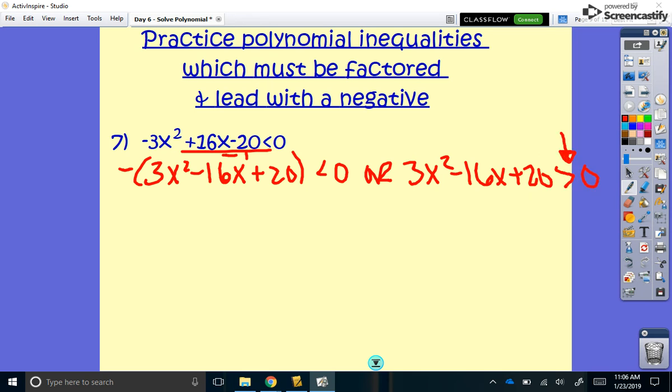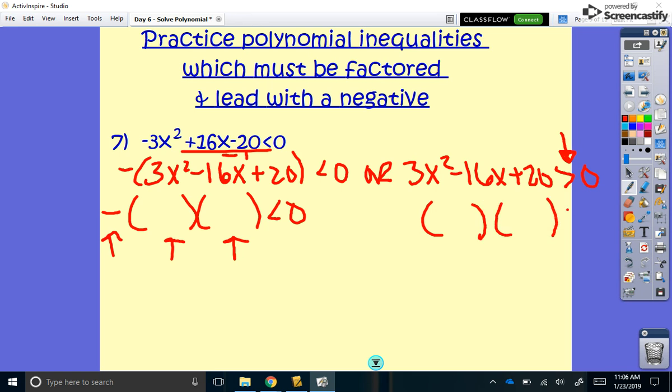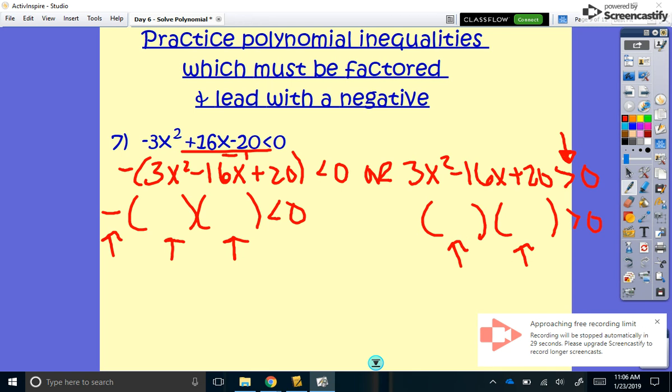So 2 things to remember. If I take out this negative in my sign chart, I'm going to have 3 signs. 1 here, 1 here, and 1 here. If I divide it out, I'm only going to have 2 signs. 1 here and 1 here. But make sure that your sign chart is correct. And then here, flip the sign if you need to. Okay, this will be the end of the second video.